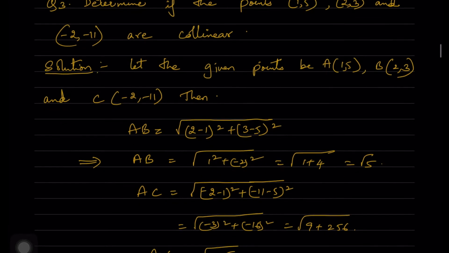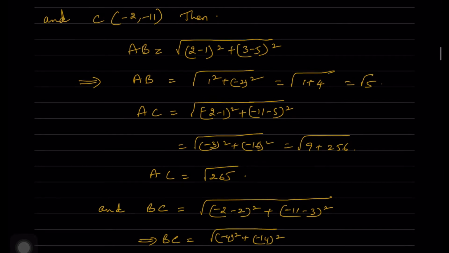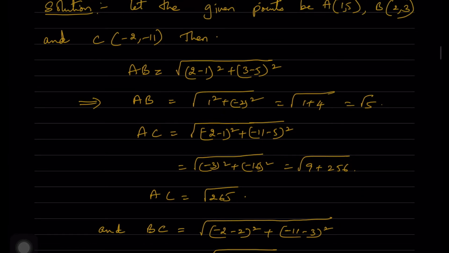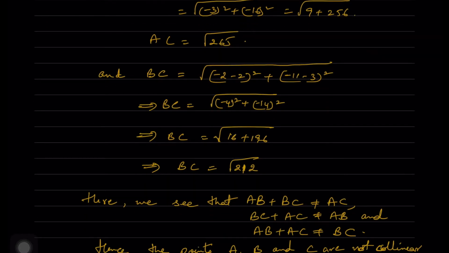Now what are the coordinates of BC? B is 2, 3 and C is minus 2, minus 11. So now you can write it as x2 minus x1 whole square, means minus 2 minus 2 whole square plus minus 11 minus 3 whole square. So you are getting here BC is equal to minus 4 whole square plus minus 14 whole square. It's equal to root 16 plus 196, which is equal to root 212.